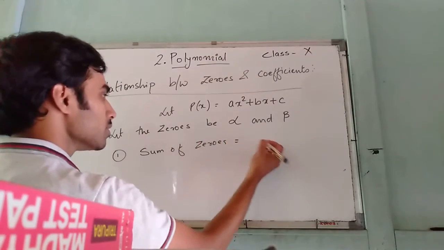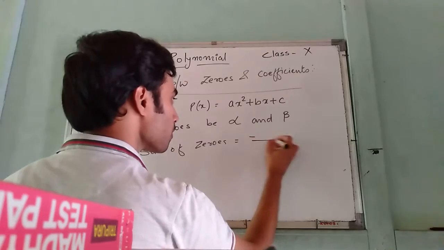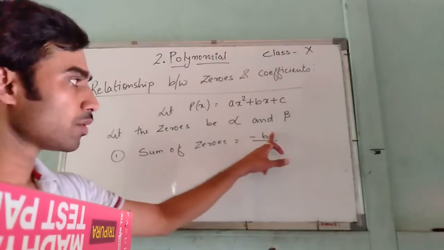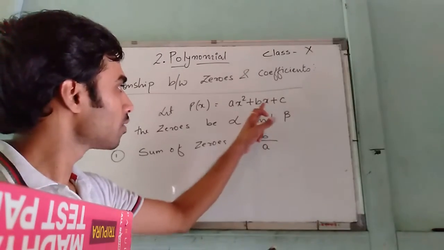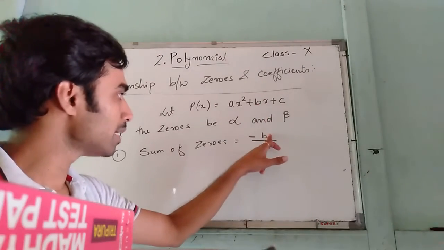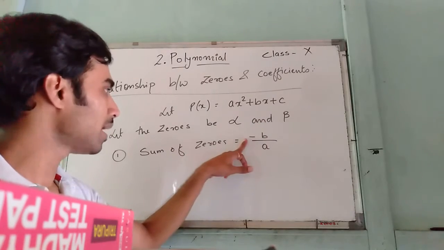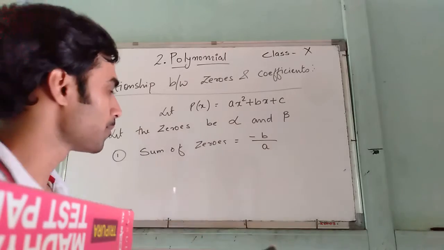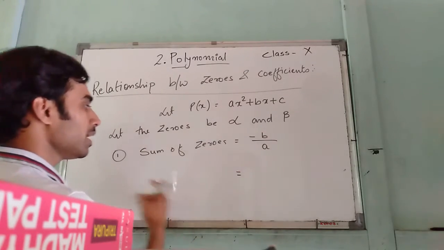For finding the sum of zeros, the formula is minus b by a. B means the coefficient of the second term. The coefficient of the second term is b, so I am writing b, but in the formula we have to put minus, divided by the coefficient of x square. The coefficient of x square is a. So the formula is minus b by a.